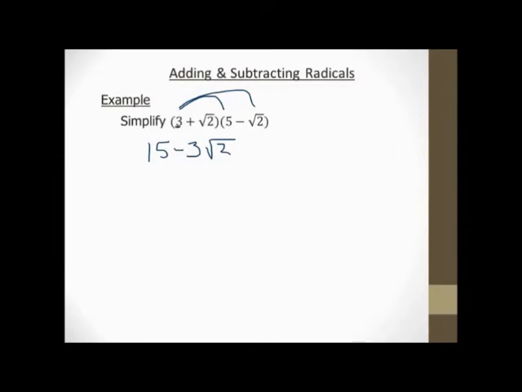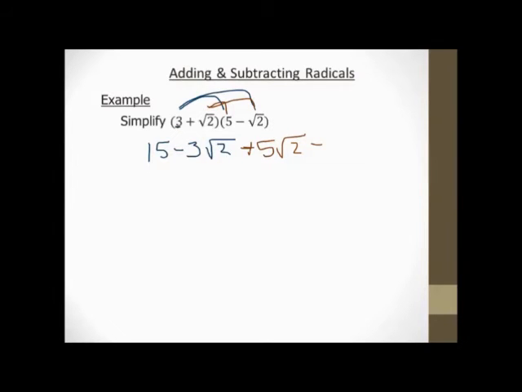Alright, so let's go ahead and distribute the square root of 2. Square root of 2 times 5, similar to what I just did. So it's 5 square root of 2, so positive 5 square root of 2. Alright, now here comes the hard part. I'm going to multiply these radicals together. So positive times a negative is going to give me a negative.